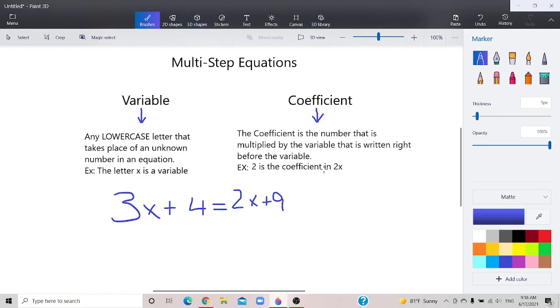Hello. Today we're going to be learning about multi-step equations.